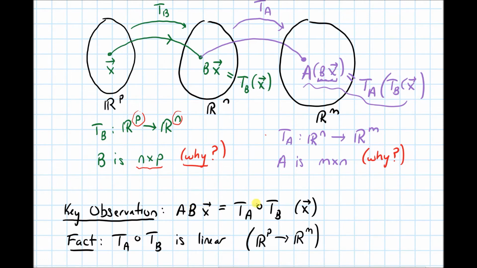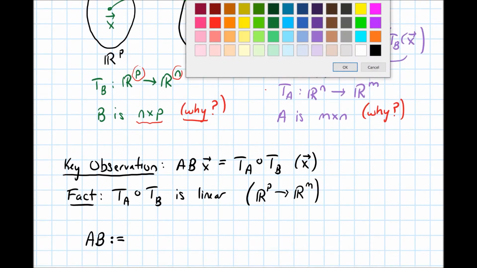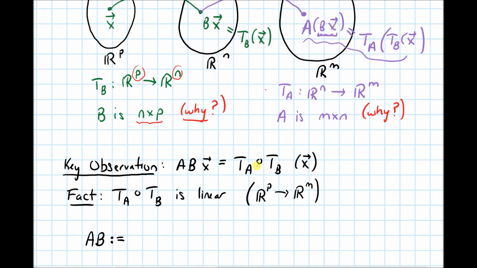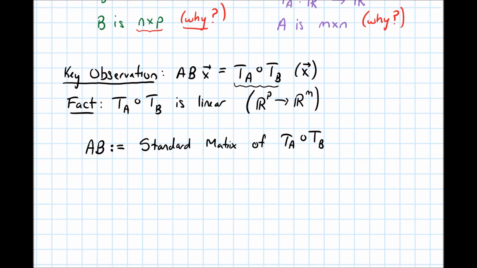So how do we use this observation? We know that A times B is associated with the composition of these two transformations. So to get a formula for A times B, what I need to do is find the matrix that goes with this transformation, aka to find the standard matrix of T of A of T of B, of that composition. But we know how to find a standard matrix. What we do is we plug in all of those columns of the identity matrix into it. So let's start that process.